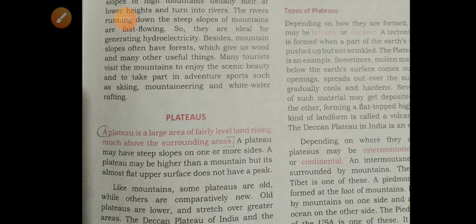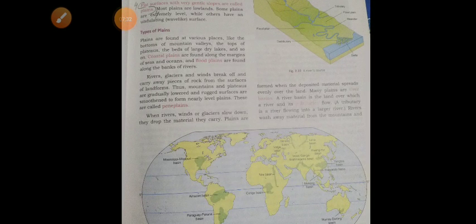And a volcanic plateau. What is a volcanic plateau? A plateau made up of layers of material that comes out from below the earth's surface in a molten form. It is called a volcanic plateau. And intermontane plateau, it's surrounded by mountains. These kinds of plateaus surrounded by mountains are called intermontane plateaus.